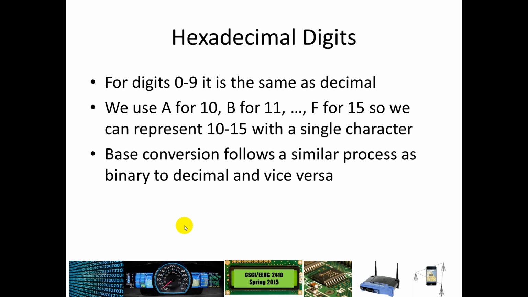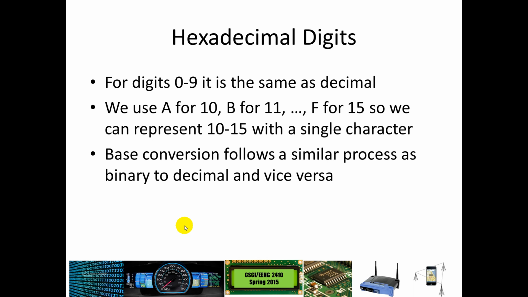So what we can actually do is represent 0 through 9 exactly the same as we've done in the decimal number system, but we're going to use letters to represent larger values. So A is going to be used to represent 10, B for 11, on up through F for 15. So 0 through 9, and then A, B, C, D, E, F, for the values 0 through 15.